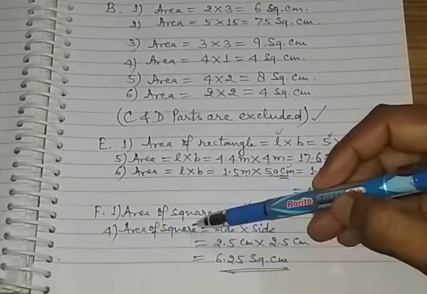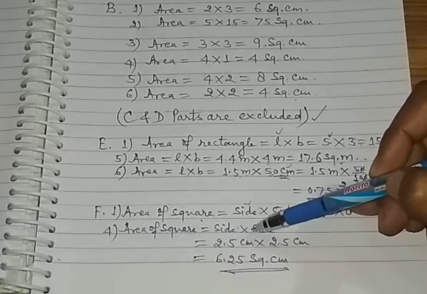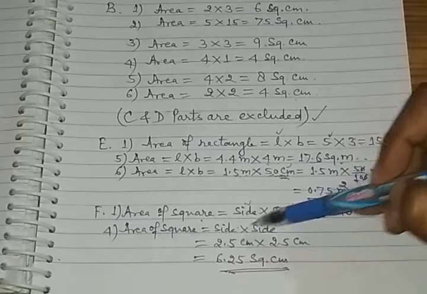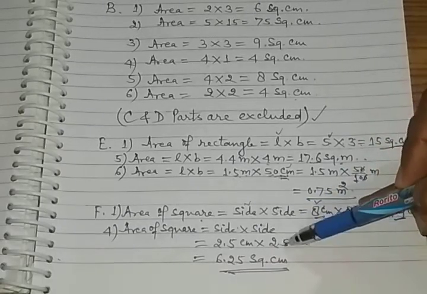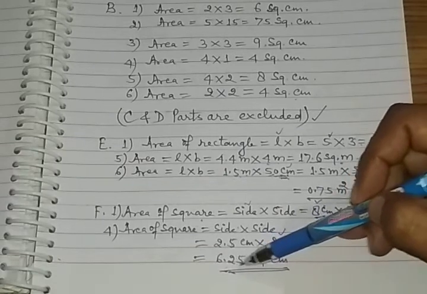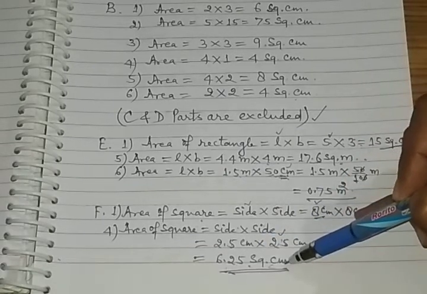Fourth part you see, area of square, side into side. Side is given 2.5, so 2.5 into 2.5. When you multiply you will get 6.25 square centimeter.